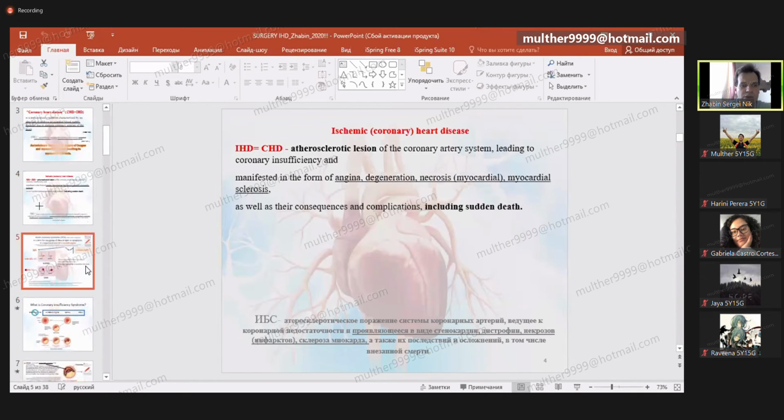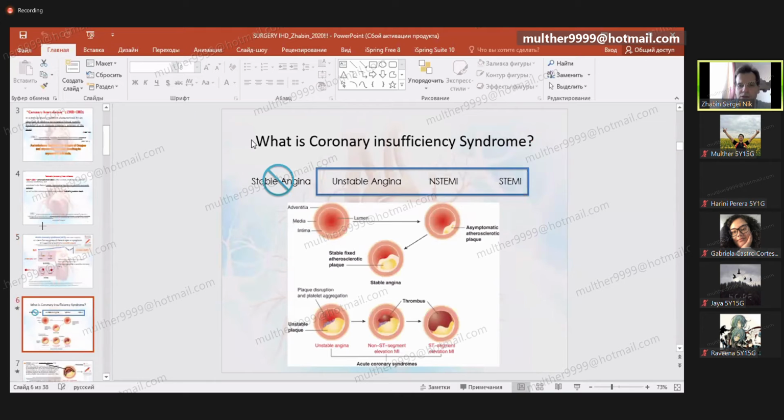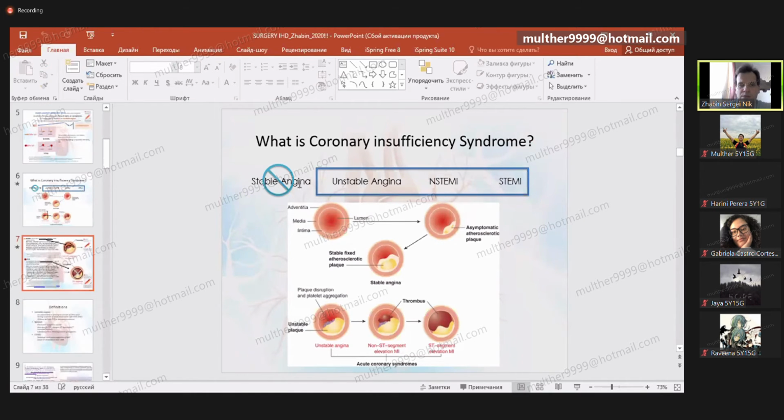You know about it. Acute coronary syndrome is a term for any group of clinical signs or symptoms suggestive of acute myocardial infarction and or unstable angina. We know that we will present STEMI and NSTEMI myocardial infarction. So here unstable angina, NSTEMI and STEMI in the pictures. Stable angina we can see is excluded.